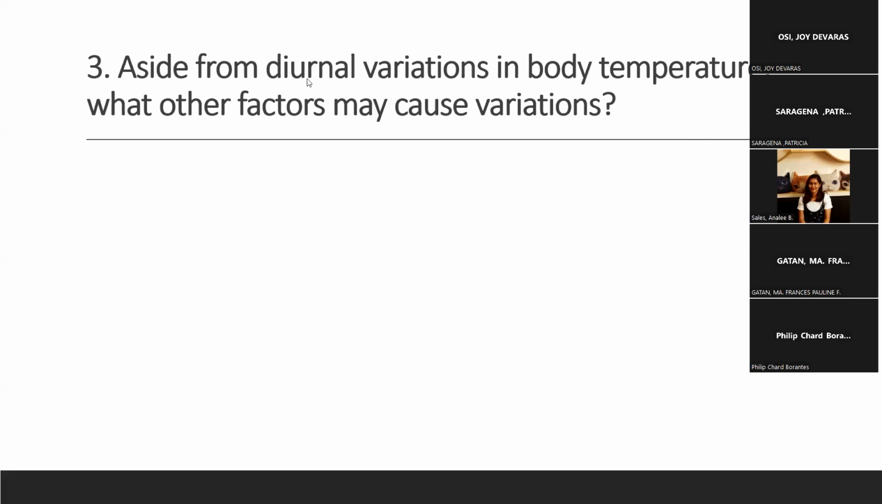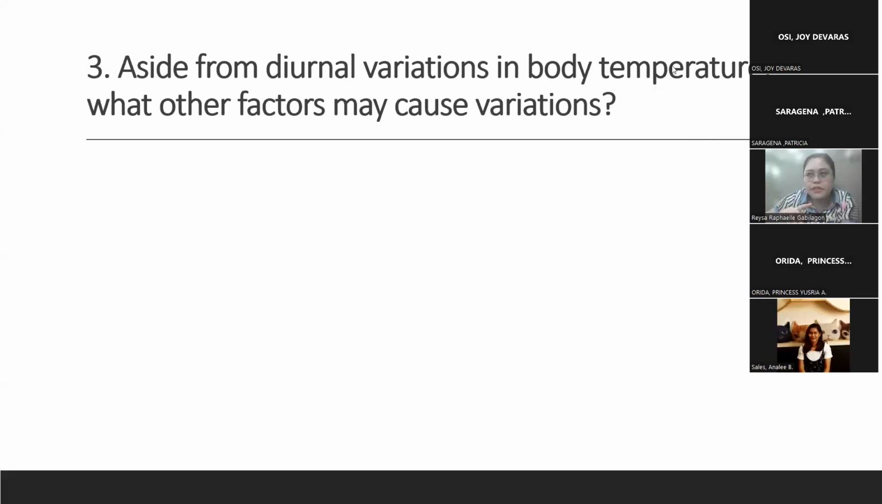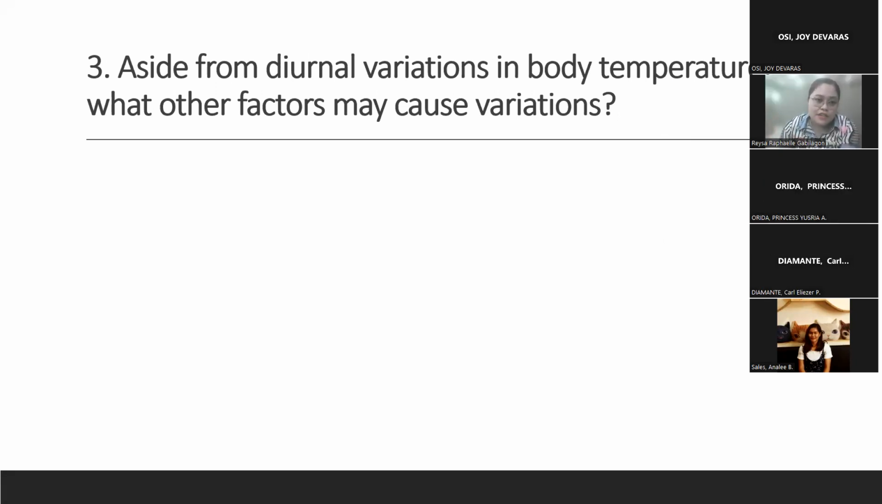Okay? So, aside from diurnal variations in body temperature, our temperature at night and in the morning is different, class. That's diurnal variation. Of course, most likely during the day, our body temperature is higher than at night. So what are other factors that may cause variation? Who wants to answer this one?